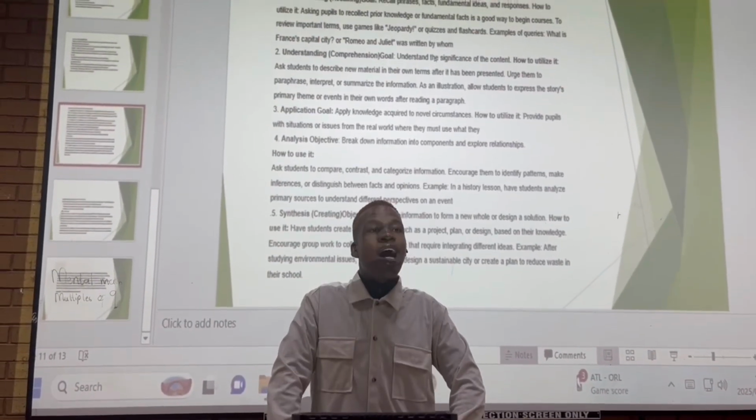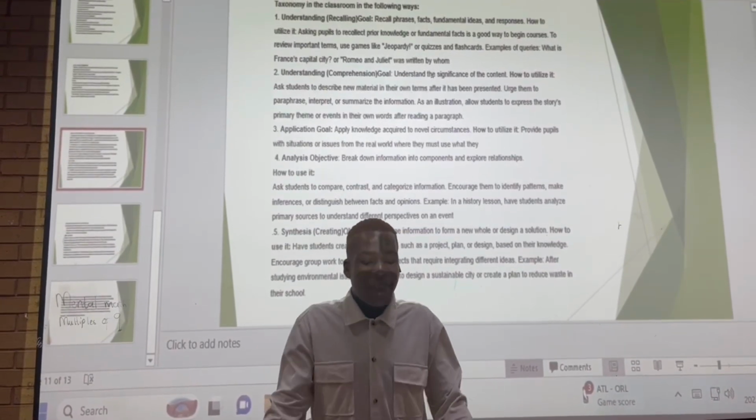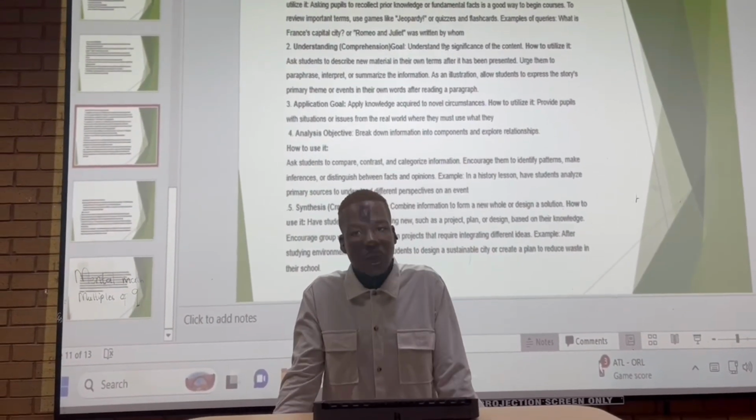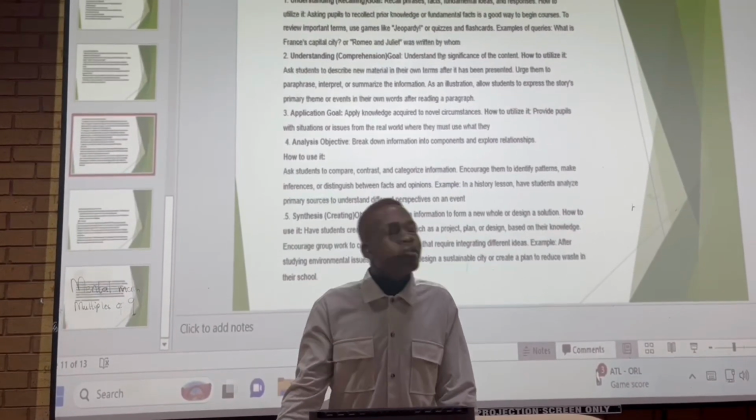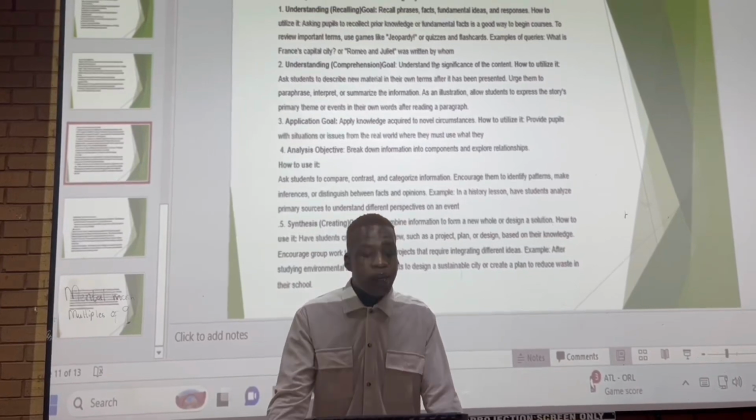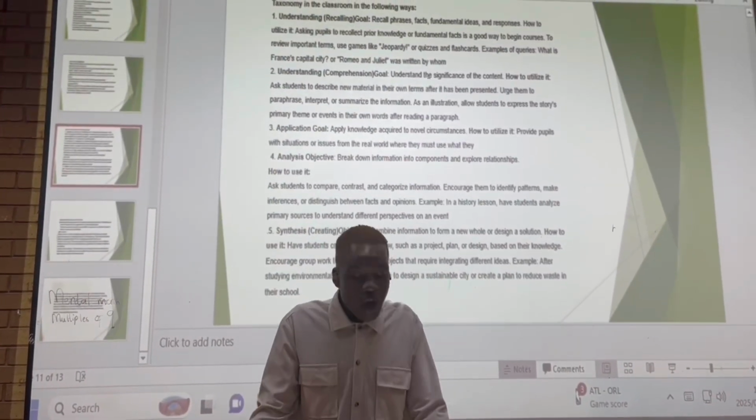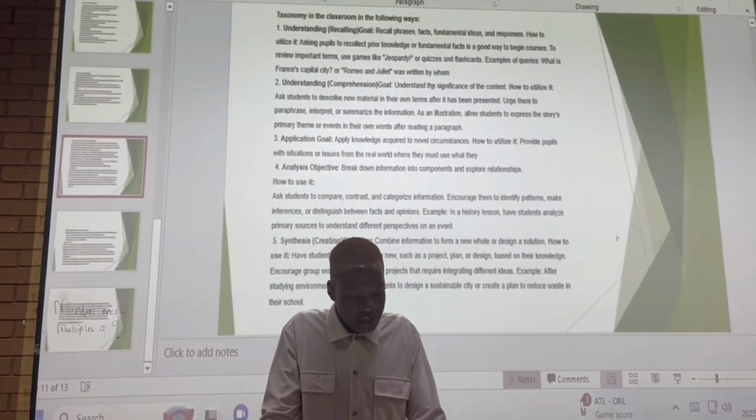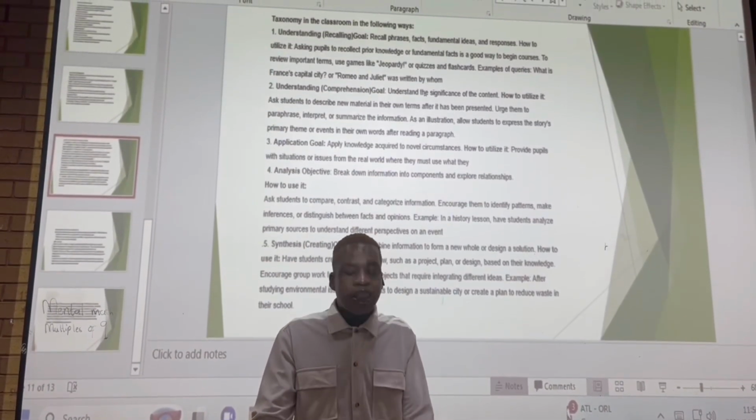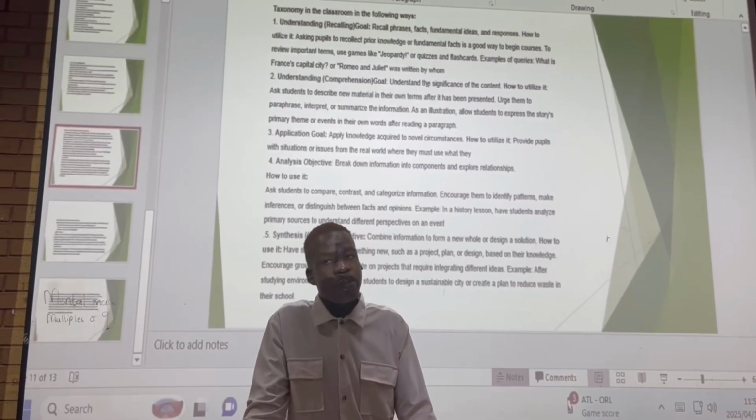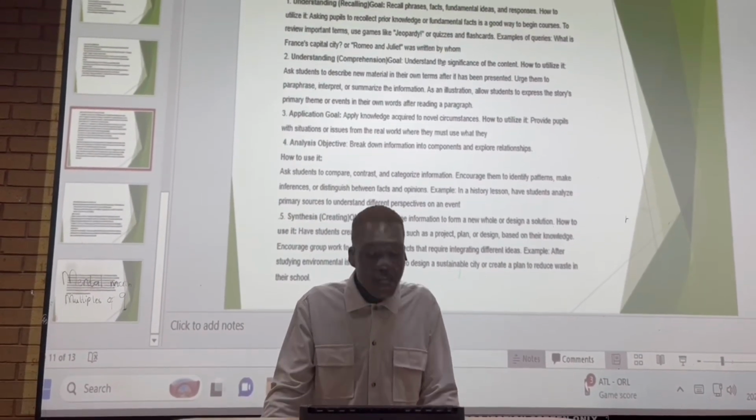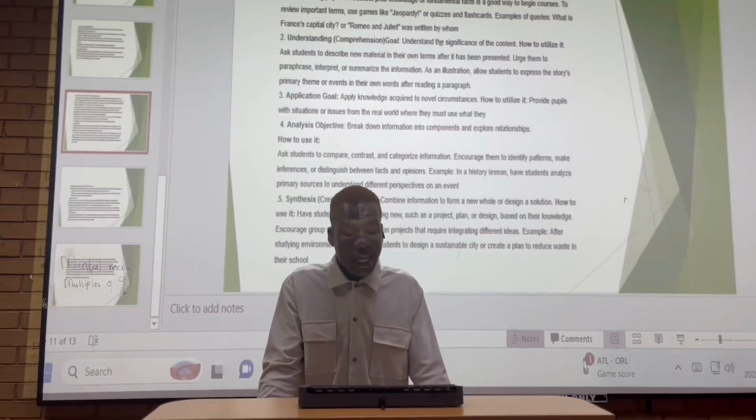I'll be focusing on how Bloom's taxonomy is applied in the classroom, focusing on the following ways. The first one is remembering. The goal is that learners must recall phrases, facts, fundamental ideas, and responses. Teachers should ask learners to recall prior knowledge or fundamental facts. The second point is understanding. The goal is that learners have to understand the significance of the content. The teacher should ask learners to describe new materials in their own terms after it has been presented.